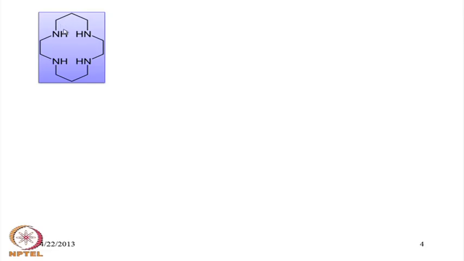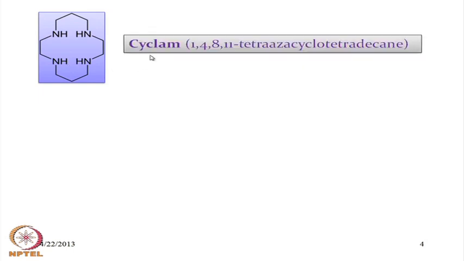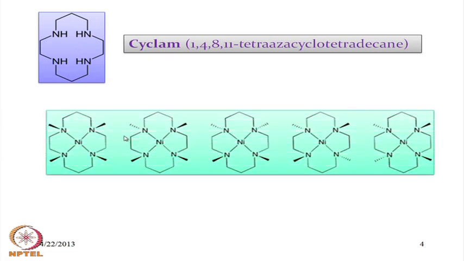Then, if we just increase the backbone from ethane to propane, that means CH2 whole 2 to CH2 whole 3, that means we have a little bit relaxed macrocycle, which is a different one, and we call it cyclam. So, cyclam ligand is related to the previous one, but it has a different cavity size for the coordination to the metal center, and we have all isomeric forms we can have, since all the NH groups can be substituted by N-methyl or N-ethyl.